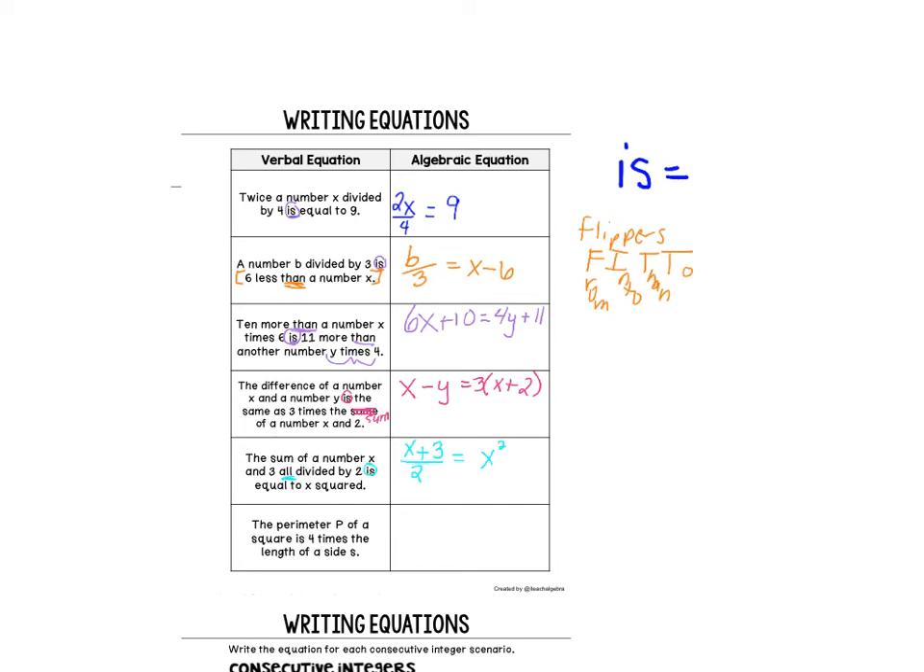One more on the front here, and then we'll move on. The perimeter P of a square is 4 times the length of a side S. So we have the perimeter P is 4 times the length of a side S. So 4S.